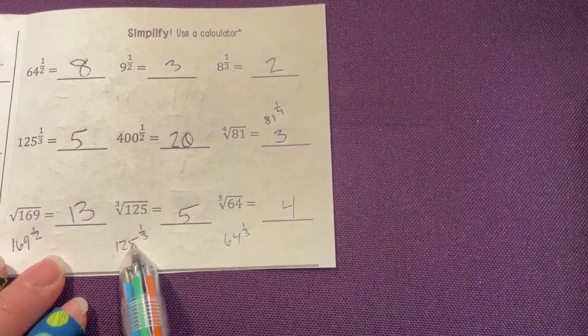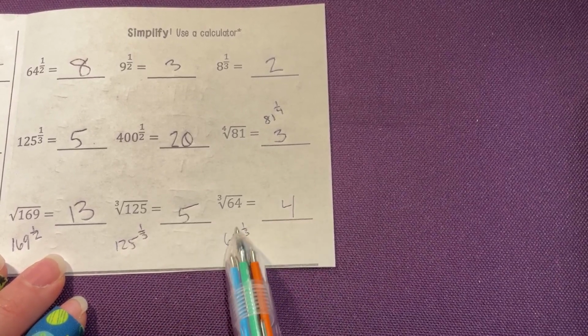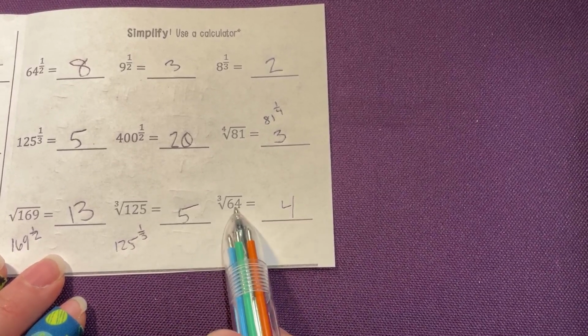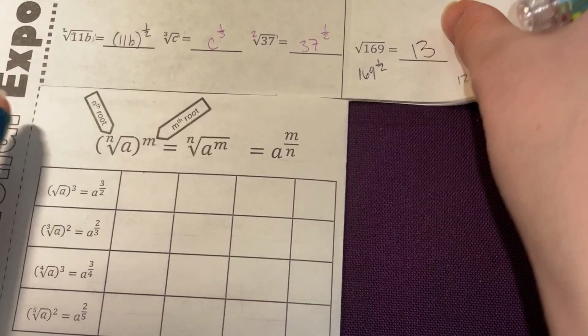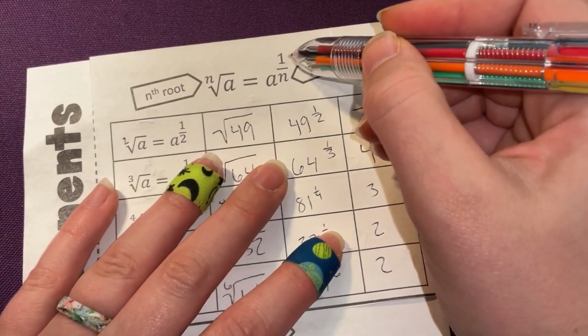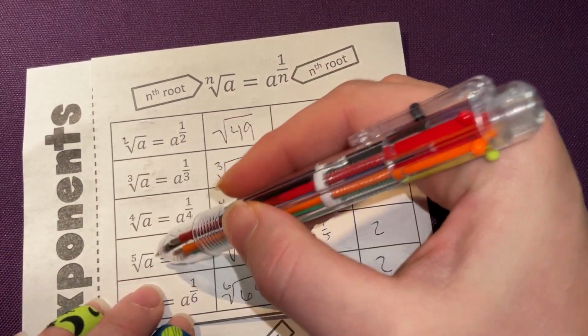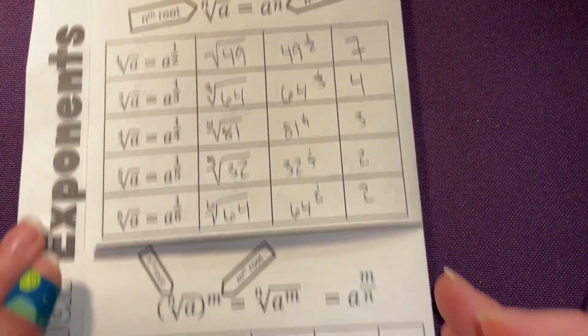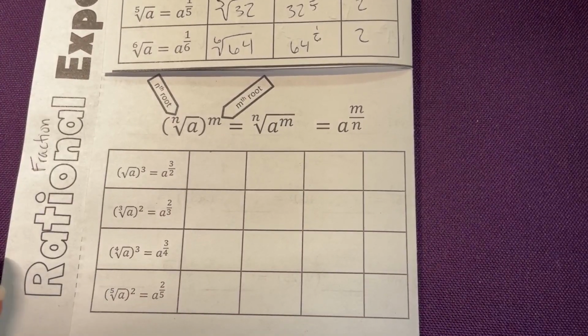All right, so in this one, you could rewrite it as 125 to the 1/3, which would give you 5, or you could rewrite the cube root of 64 as 64 to the 1/3, and you would get 4. Now, this is all nice because all of these have just that 1 as your top number, because all of these technically have an exponent of 1, so that's how that works. But what happens if you don't have that? So let's look at some of these.